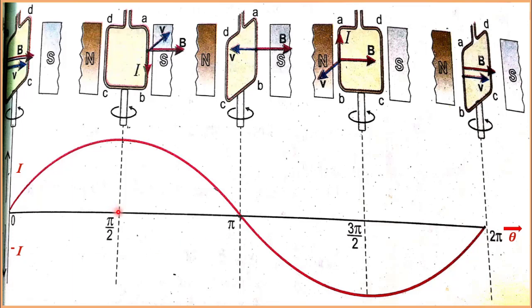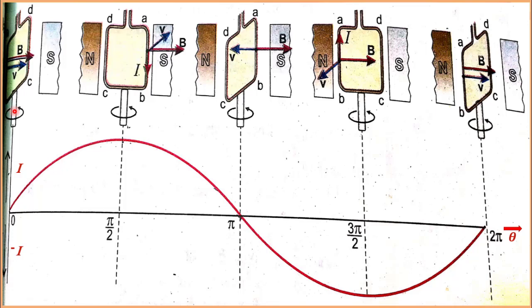After completion of quarter rotation, the angle covered is 90 degrees. After completion of half rotation, the angle covered is 180 degrees. After completion of 3/4 of rotation, the angle covered is 270 degrees. And upon complete rotation, the angle covered is 360 degrees. We are considering only a single loop of the armature for simplicity.